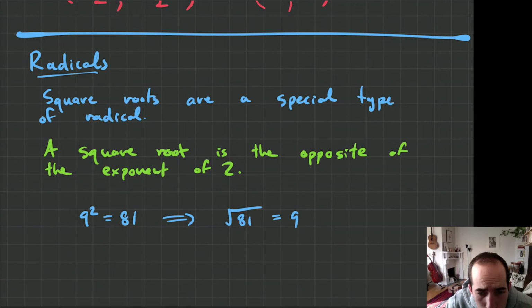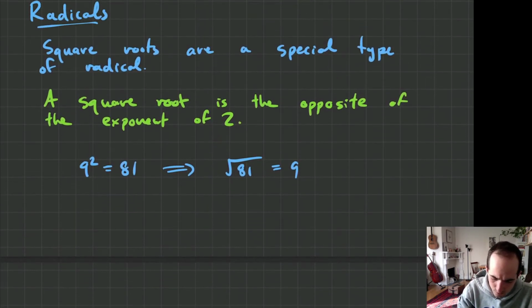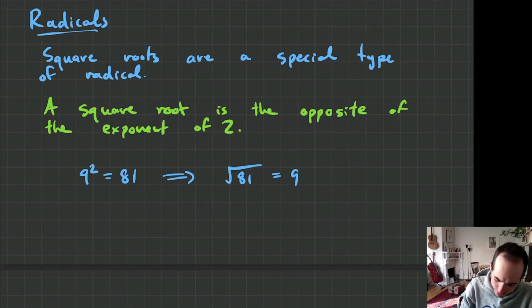Okay, so looks like you talked about it just a little bit. So yeah, I'm glad that we're here now, and we can talk about it now. So we've got 9 squared is 81, which means that the square root of 81 is 9.